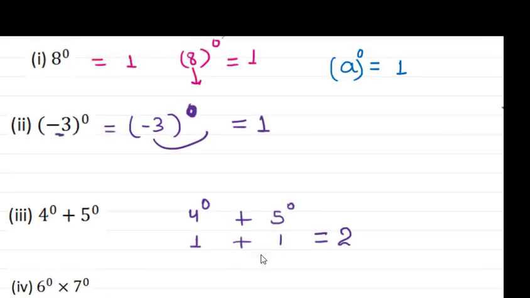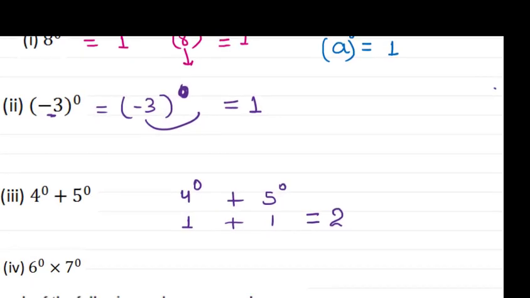This is the fourth part. In the fourth part you have 6 to the power 0 into 7 to the power 0. So 6 to the power 0 is 1, and 7 to the power 0 is again 1. So 1 into 1 is 1. So the answer of the sixth part is 1.